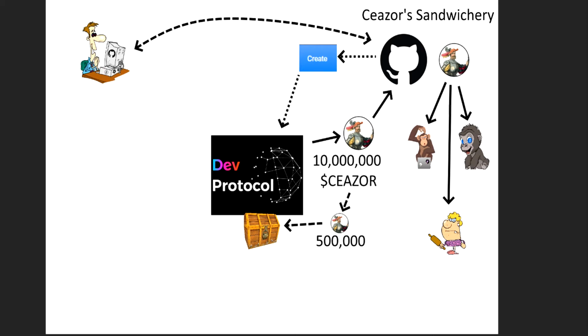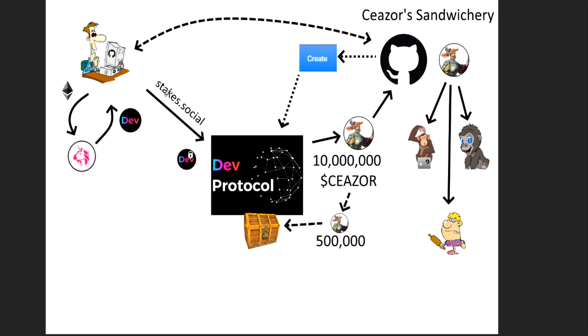But this protocol gives them another idea, another incentive to do so, beyond just helping support the free software. And that is this. The first thing he will have to do is go to Uniswap and spend some ETH and buy some dev tokens. Okay, so he gets some dev tokens into his wallet. Then he will go to the Dev protocol website and he will stake them through stakes.social.